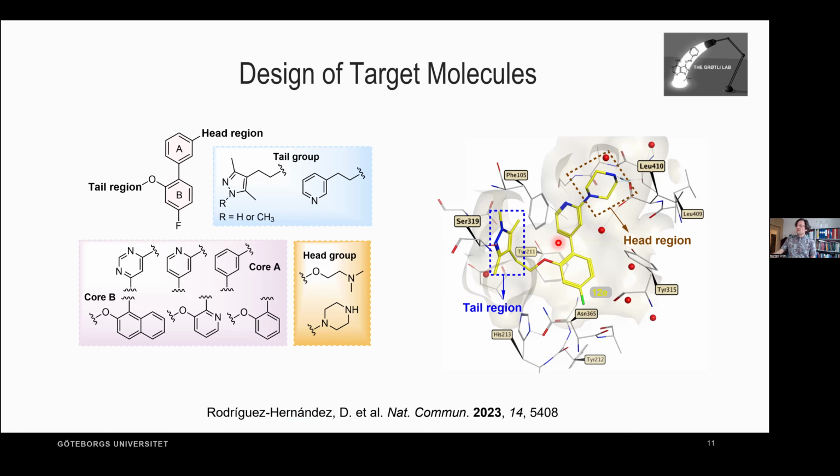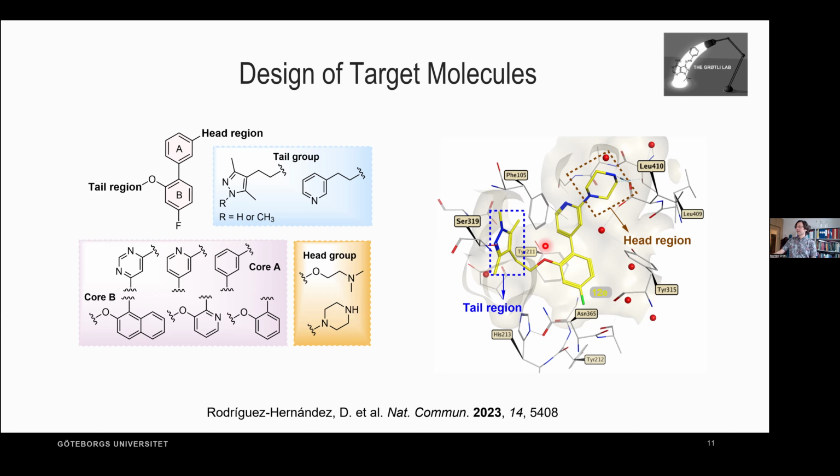Based on this, we thought, okay, let's take a central scaffold that can position different head groups and tail groups in different ways, and then see what happens when we start to play around with this to understand a bit more about which interactions cause selectivity. This just summarizes the compounds we're trying to use. Two different tail groups. We have a core A and a core B. The lower three is the core B. The upper part is the core A, and two different types of head groups.